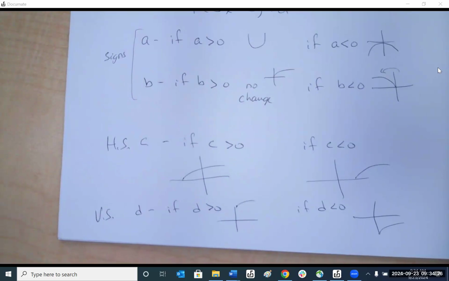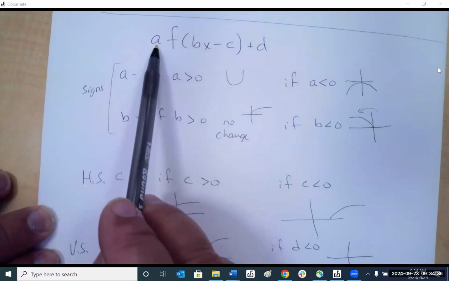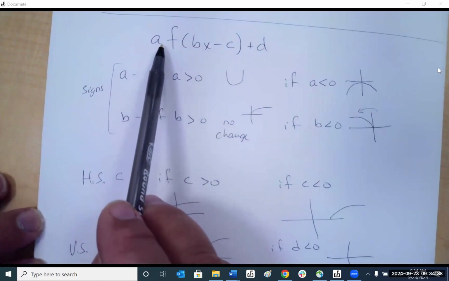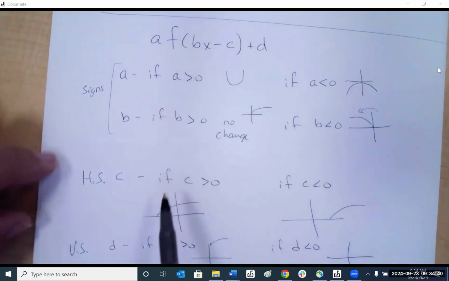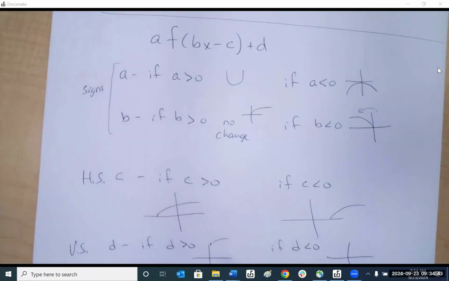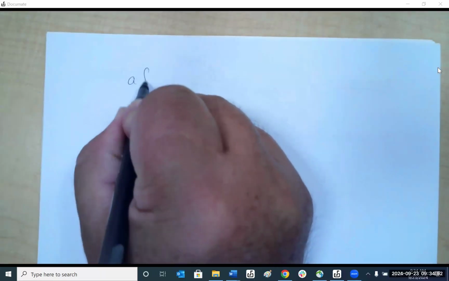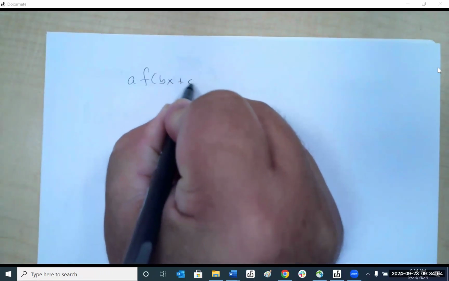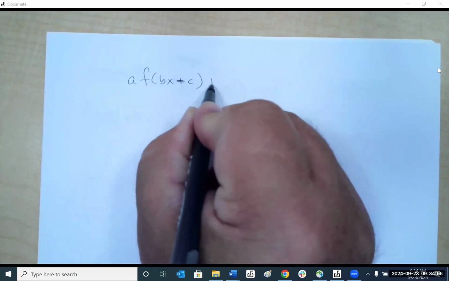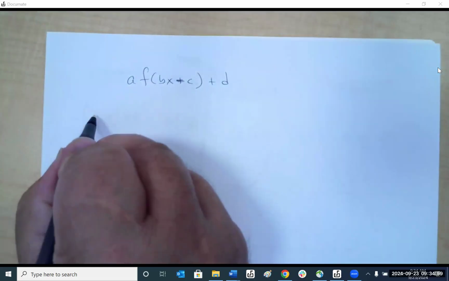Now we're going to do stretching and shrinking. This is with stuff inside there. We're now going to look at values of A, if A is a number. So far, we talked about A and B as signs. Now we're going to look at if they're numbers. Minus C plus D. A.